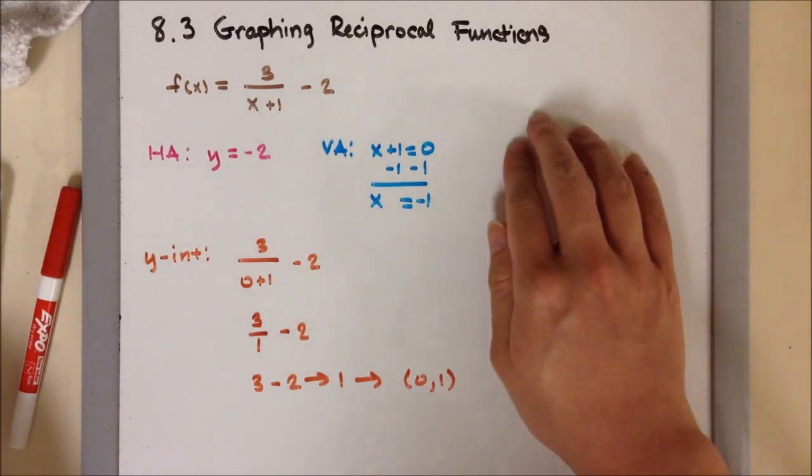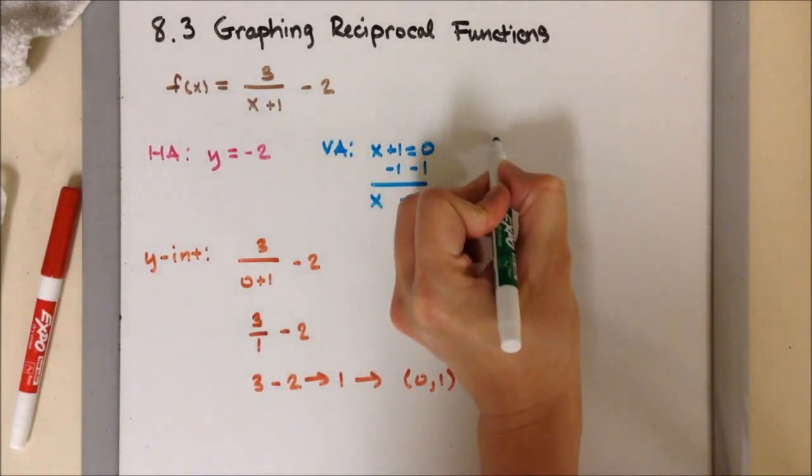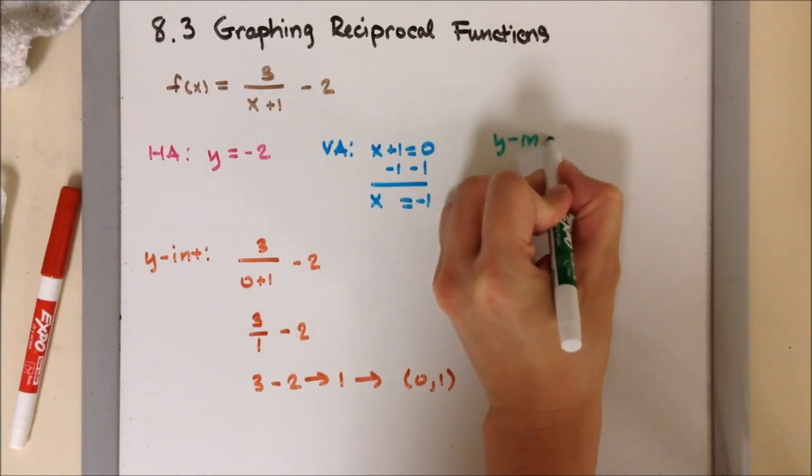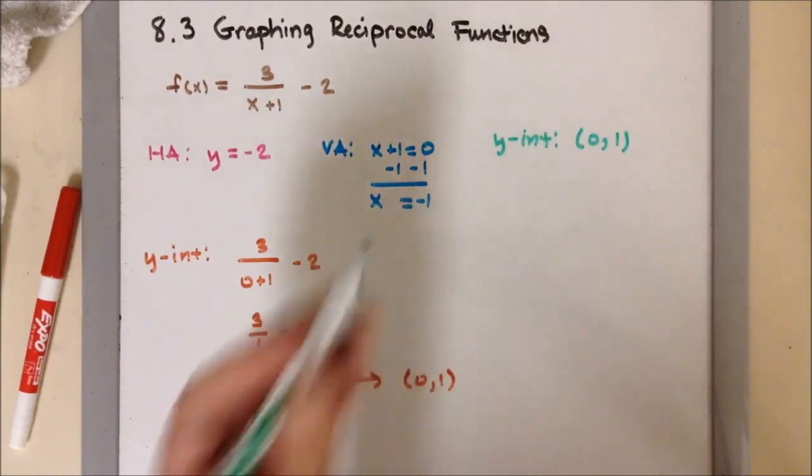I'm going to write the y-intercept over here so that I can have more space. So y-intercept: 0, comma 1.